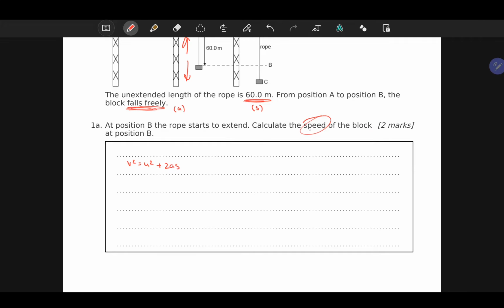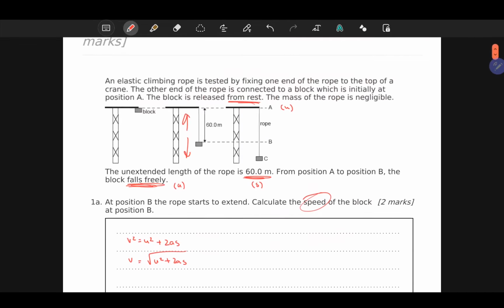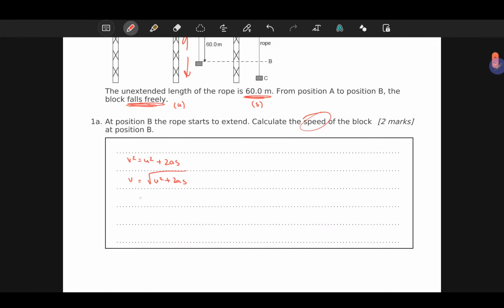We're asked to find the speed, so we need to find the velocity, which means we need to move everything so that on one side of the equation is just v. And in order to do that, we just square root it. Square root of u squared plus 2as is going to equal v. And we know that u, the initial velocity, is 0, because the block is released from rest. And that will give us square root of 2as. And now we can plug in the values, 2 times 9.81 times the displacement, which is 60.